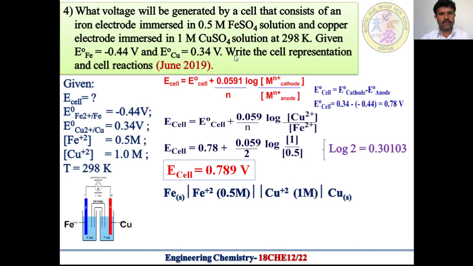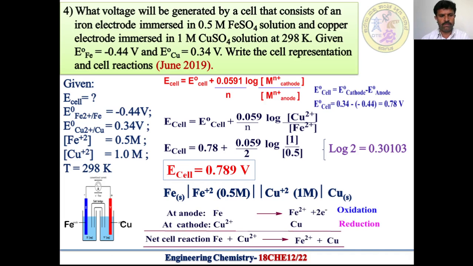Here we have to write the cell representation. Iron behaves as anode and copper behaves as cathode, so the anode should be written on the left side. Iron is in contact with Fe2 plus solution of 0.5 molar, and the cathode solution, copper 2 plus of 1 molar, is in contact with copper, and these two half cells are connected through a salt bridge. So this is the cell representation for the above problem.